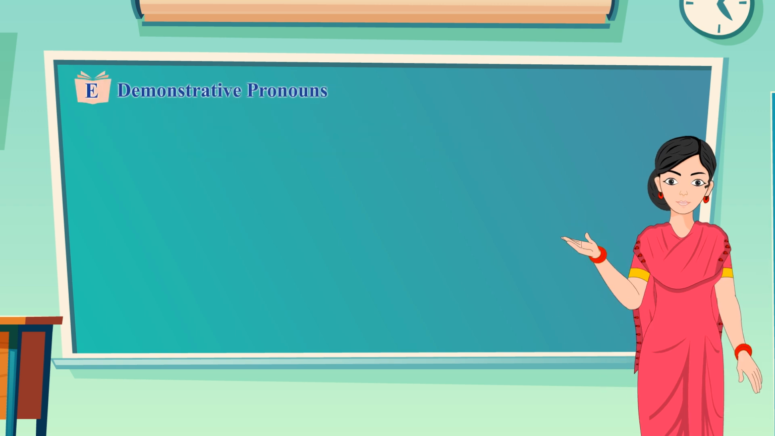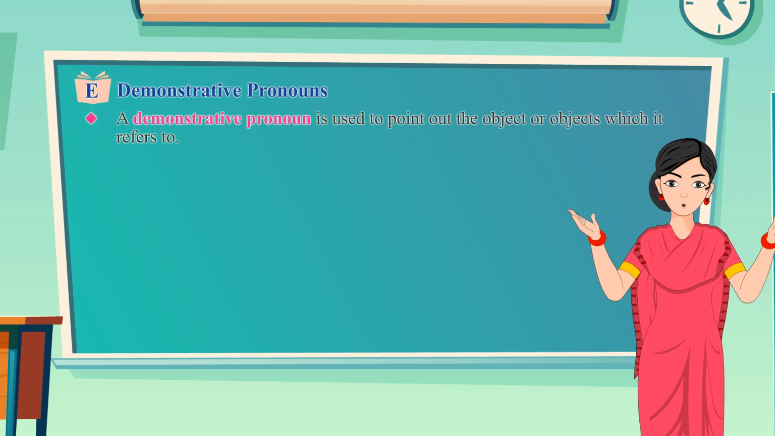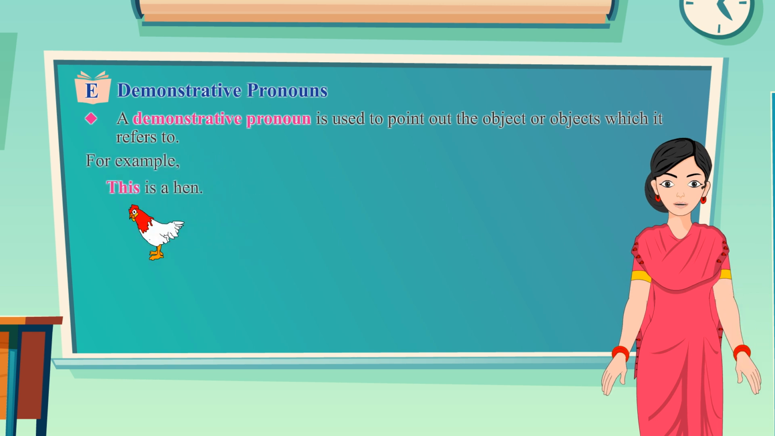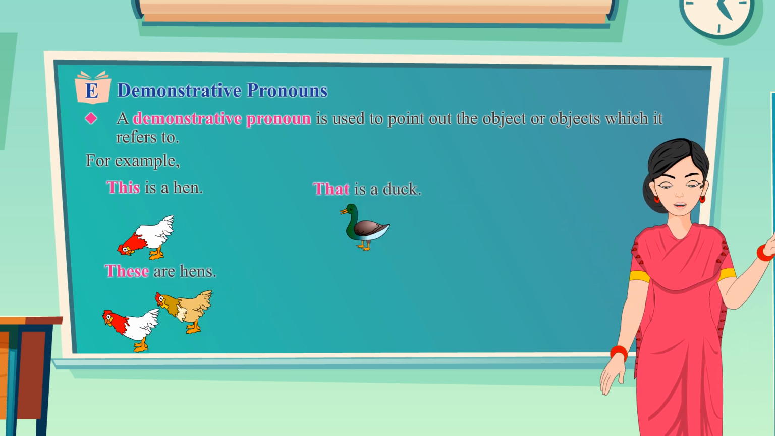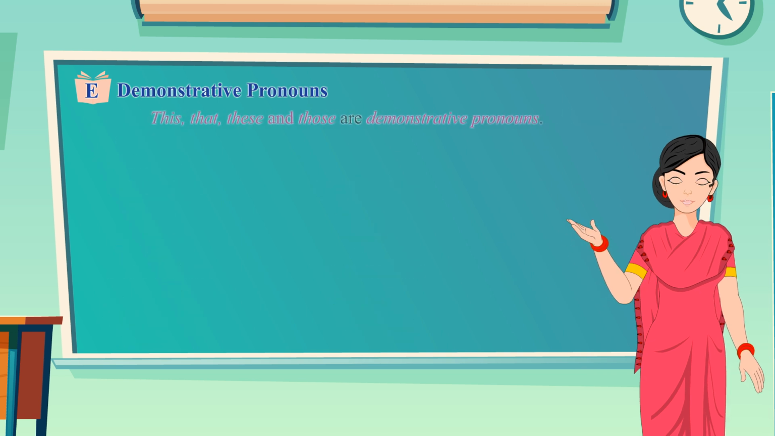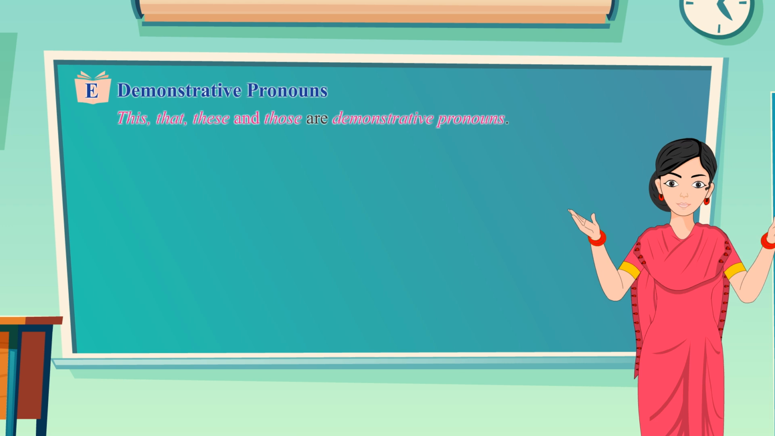Demonstrative pronouns. A demonstrative pronoun is used to point out the object or objects which it refers to. For example, this is a hen. These are hens. That is a duck. Those are ducks. This, that, these and those are demonstrative pronouns.